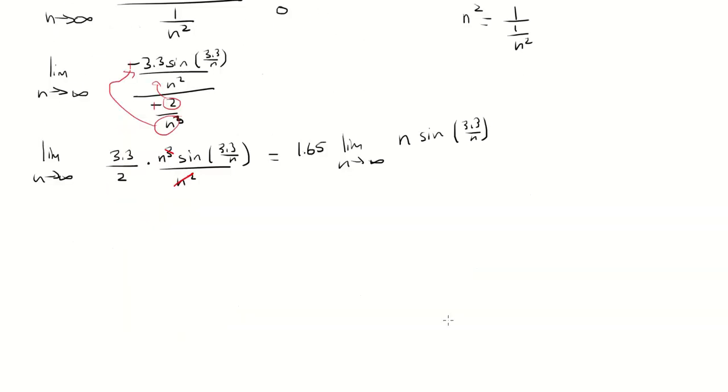If we let n approach infinity, we have infinity times 0 again. So we're going to divide by 1 over n. So it's sine of 3.3 over n divided by 1 over n. Now sine goes to 0, 1 over n also goes to 0. So we can use L'Hopital's rule once again.